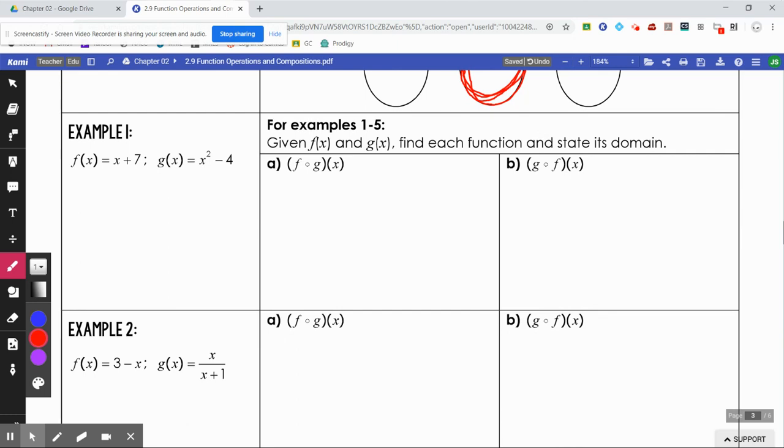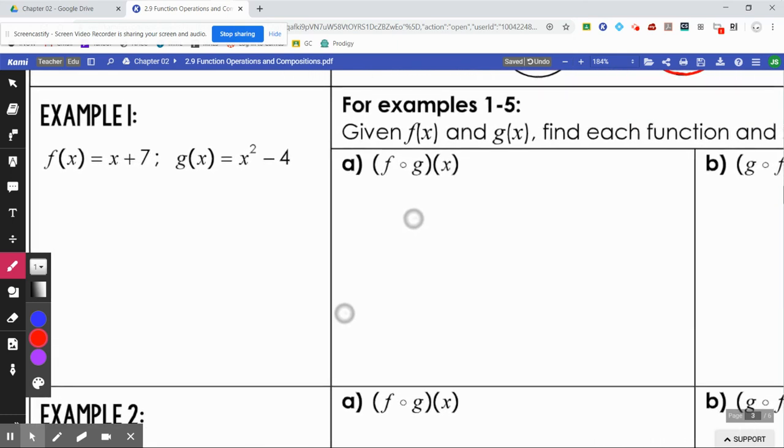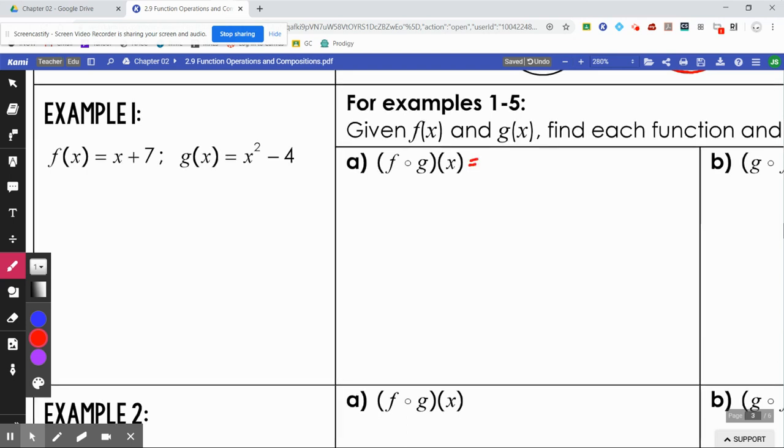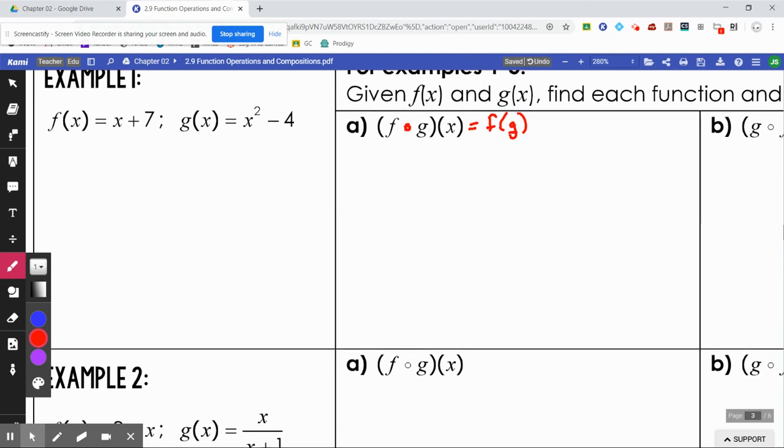Okay, first off, given f and g, let me zoom in. f of g, and what I like to do is I always like to start out writing f of g means f of g. So this is what I'm going to be plugging in. So I'm going to take my f function, which is x plus 7. In the place of x, I'm going to put g, so that'd be x squared minus 4. So again, I'm taking out the x, plugging in my g value. Those parentheses are no longer necessary. I could actually erase them. Combine your like terms, and you simply get x squared plus 3. And that would be f of g.